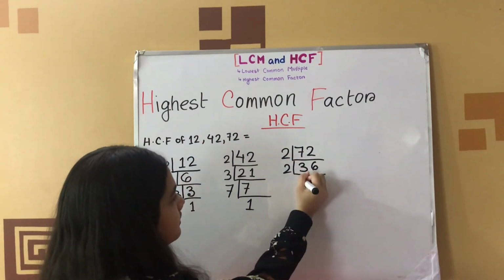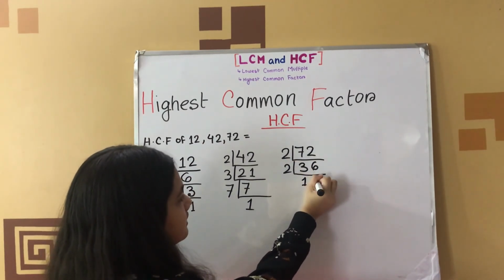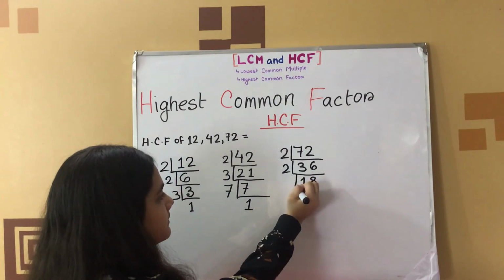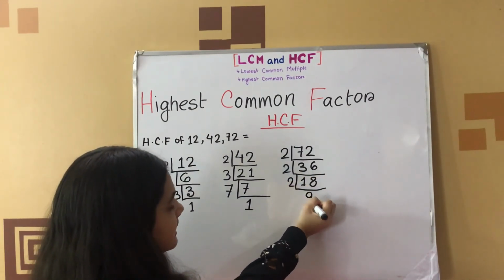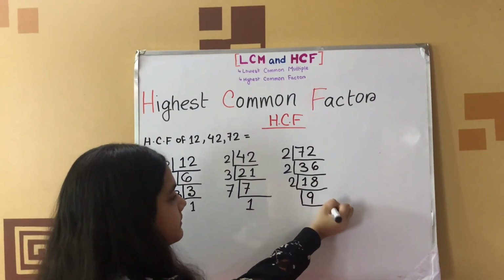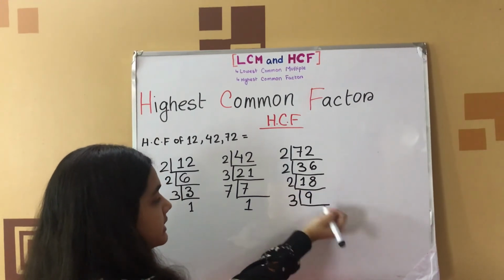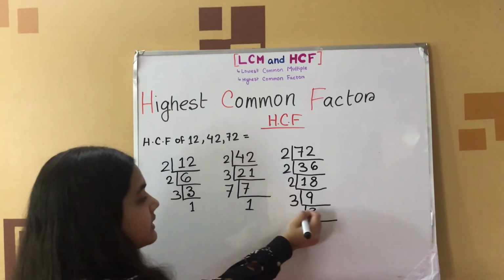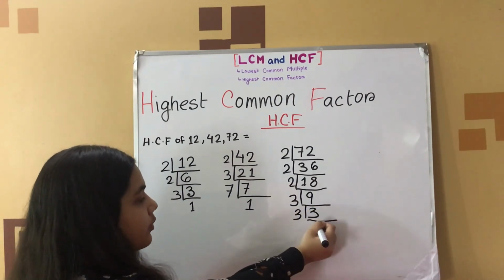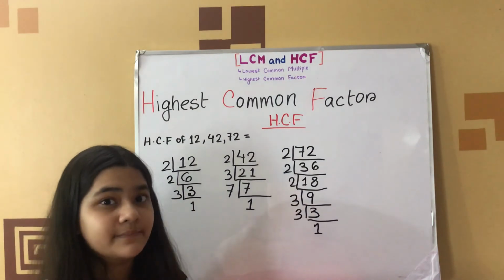72. 2 36s are 72. 2 18s are 36. 2 9s are 18. Now 3 3s are 9 and 3 1s is 3.